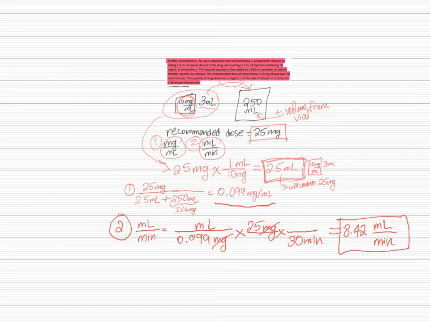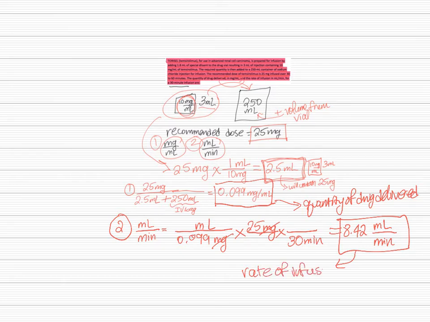Okay, so now we have solved for our two unknowns. For the first one, we're going to have 0.099 mg per milliliter. This is the quantity of drug delivered. And then our second unknown was the rate of infusion, and your rate of infusion should typically be in units of volume per time.